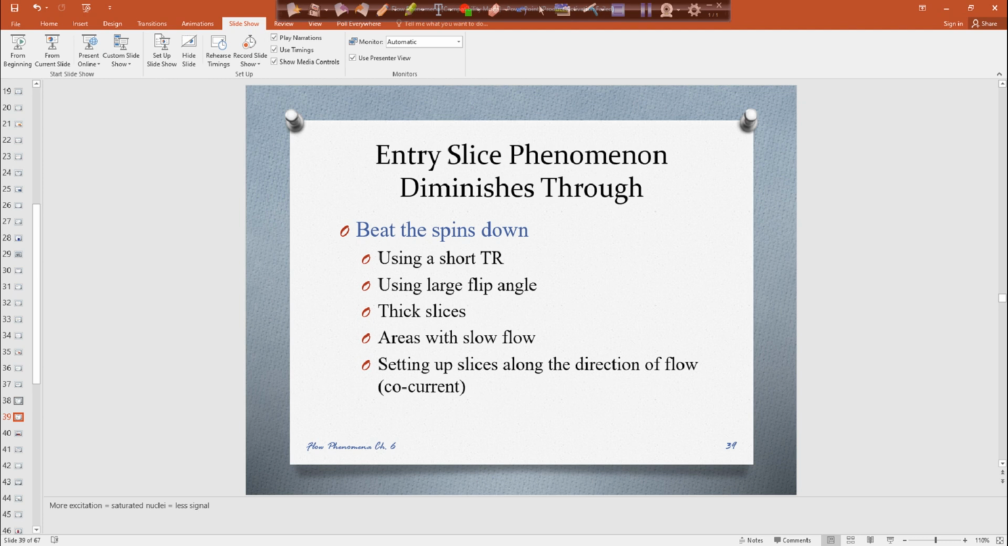Entry slice phenomena diminishes, signal void. This means the spins have been beaten down. When we're using a short TR, a large flip angle, thick slices, slow moving blood, and we're setting up the slice orientation co-current. What's the most important parameter? The co-current. The direction. Direction. So this one is the most important.